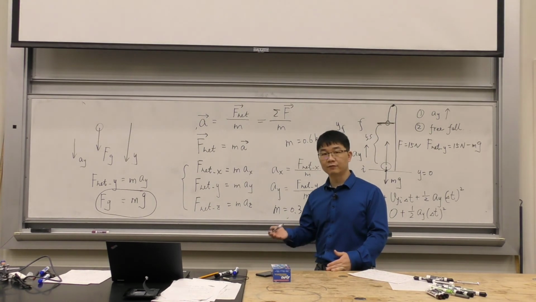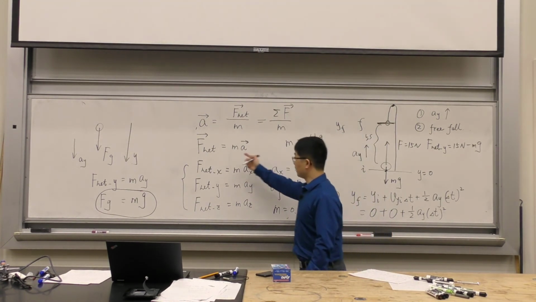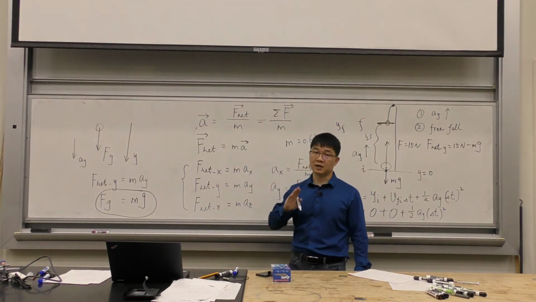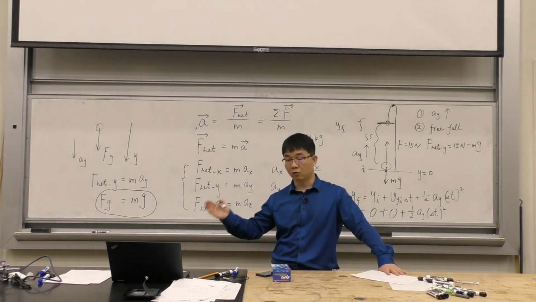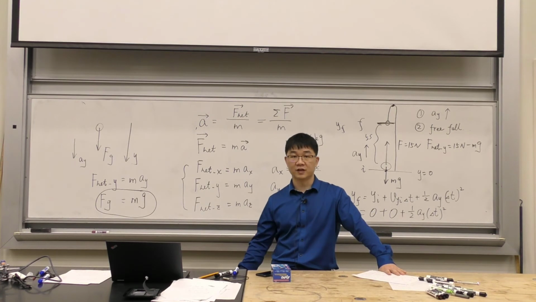People say F equals ma, but this F, it's always the net force. If there are like 100 forces on this object, you're going to add all these forces together as vectors. Then you can divide the mass to get the acceleration. You cannot just pick one of them and plug it in and get the acceleration.